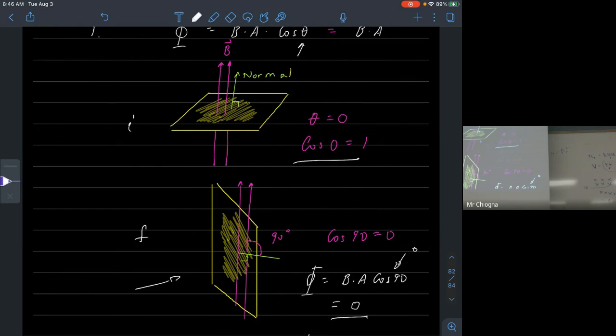Yeah, let's read it carefully. The coil is perpendicular to the field. So this is perpendicular to the field. What they're saying is the area is perpendicular to the field. That's what they mean. That's parallel. The area is what they're referring to, is parallel to the field. Does that help? Yeah, I know it's a little confusing.